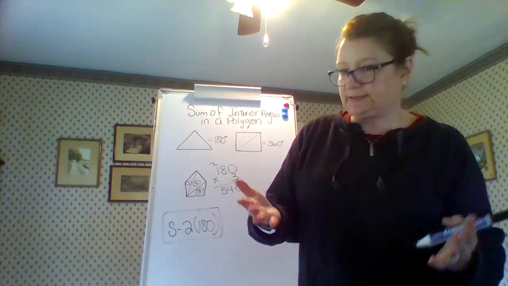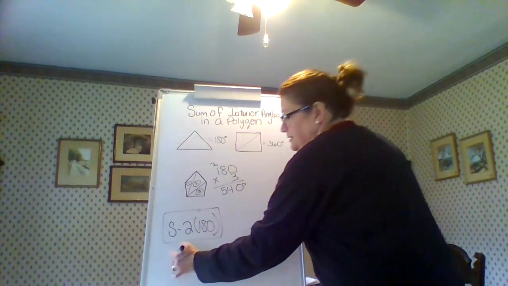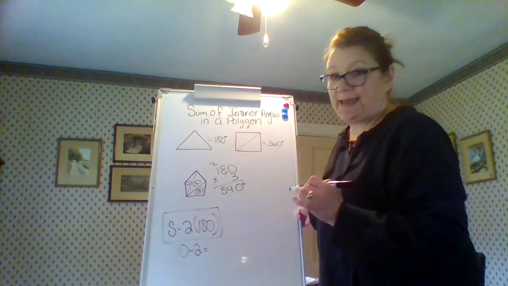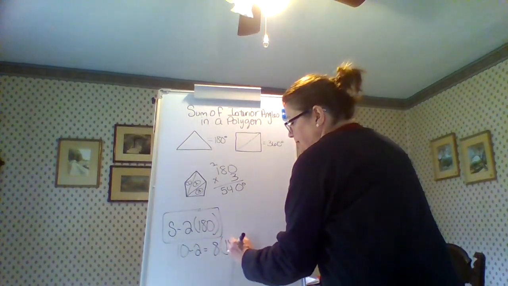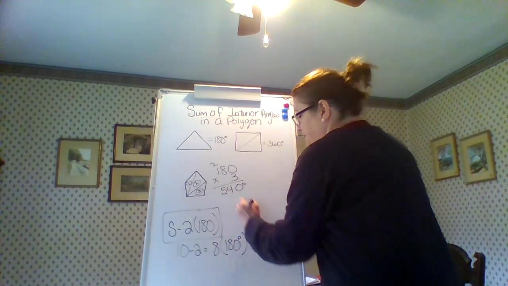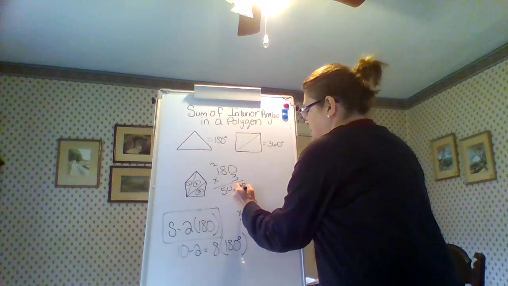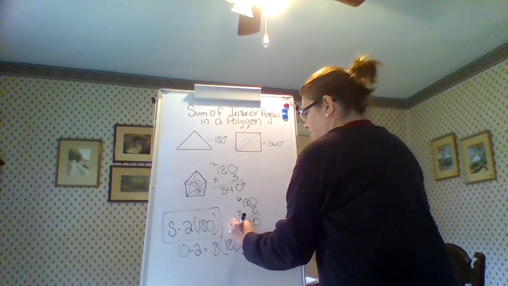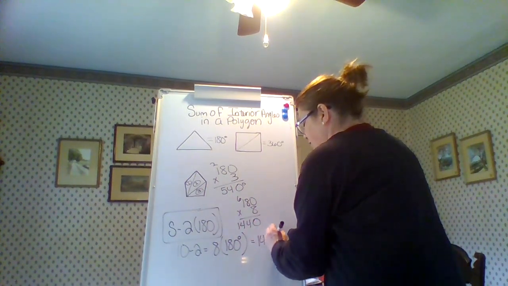So let's try this. Let's say you have a 10-sided polygon. Take 10, subtract 2, that leaves you with 8. Take 8 and multiply it by 180 degrees. So 180 times 8 gives me, let's see, 1,440 degrees.